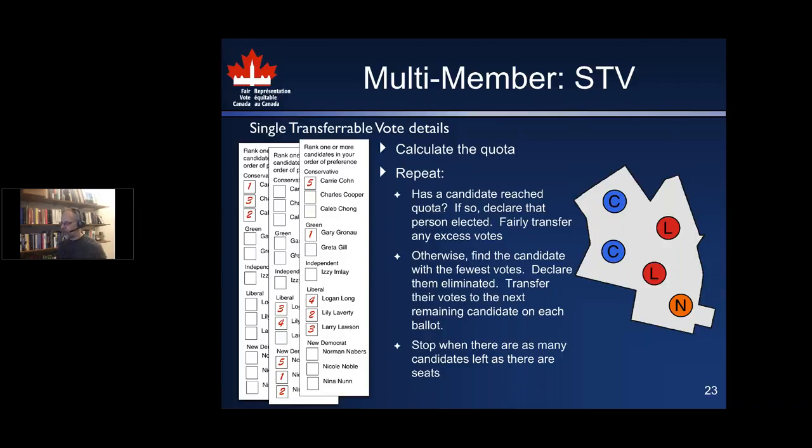And you keep doing that over and over again until there are as many candidates left as there are seats in the district. In this case that would elect five people, with a result of two Conservatives, two Liberals, and an NDP, which is proportional to the votes cast in the 2015 election. So that's multi-member with single transferable vote.